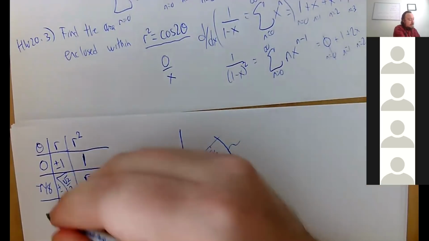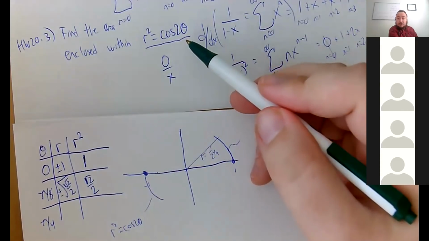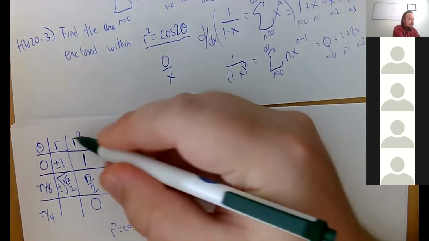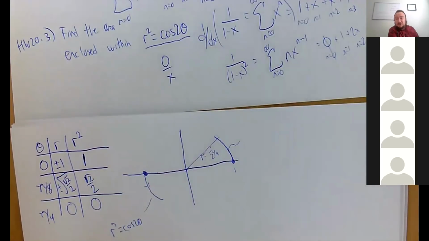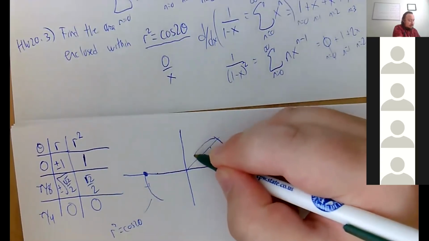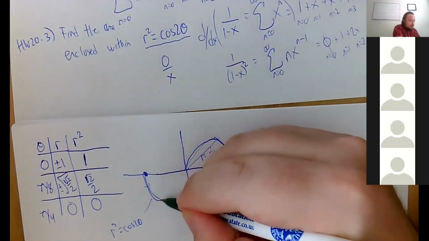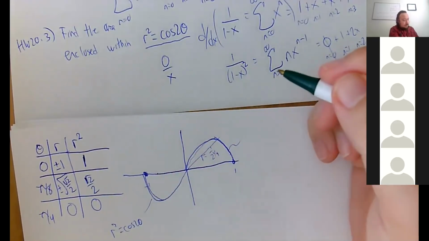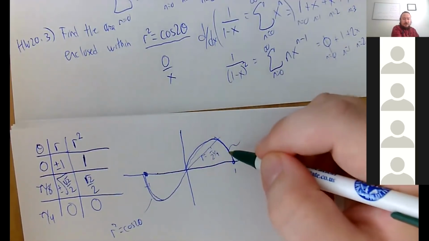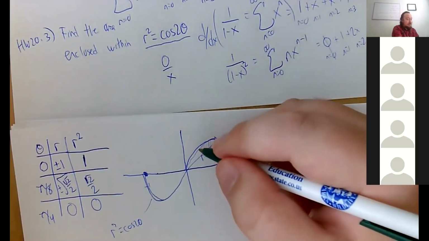Okay, now what's going to happen if I keep going to pi over 4? Cosine of 2 times pi over 4 is cosine of pi over 2, which is 0. And so we have 0 for this. Now, unlike the other ones, if r squared is 0, then r is actually just 0. So we're going to wind our way back in here towards 0, like this. Now, if we focus on the positive part here, notice that I drew something that looks like half of a petal.